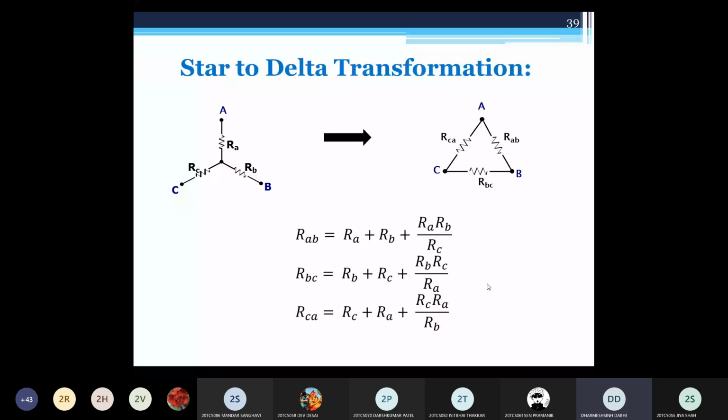Sir, you are not audible. Yes, I have not said anything. You just write this equation. Then after that I will move to the example. All of you have written this equation? RB, RBC and RC. No, sir. Yes, sir. Okay. Then write down this equation of delta to star transformation.